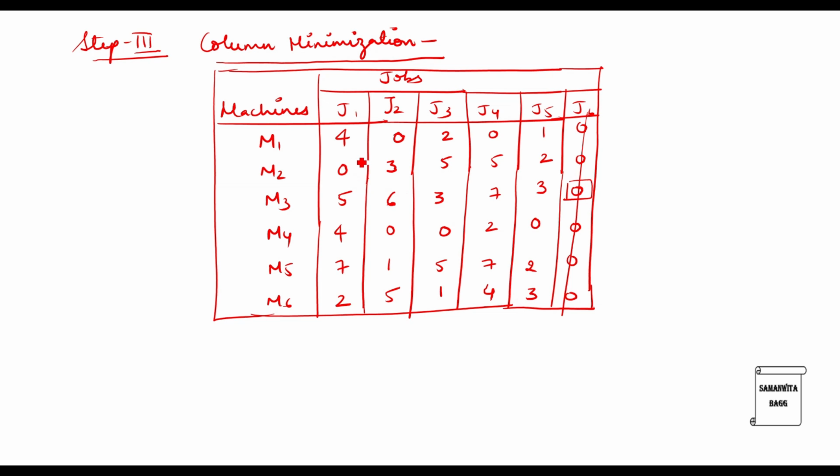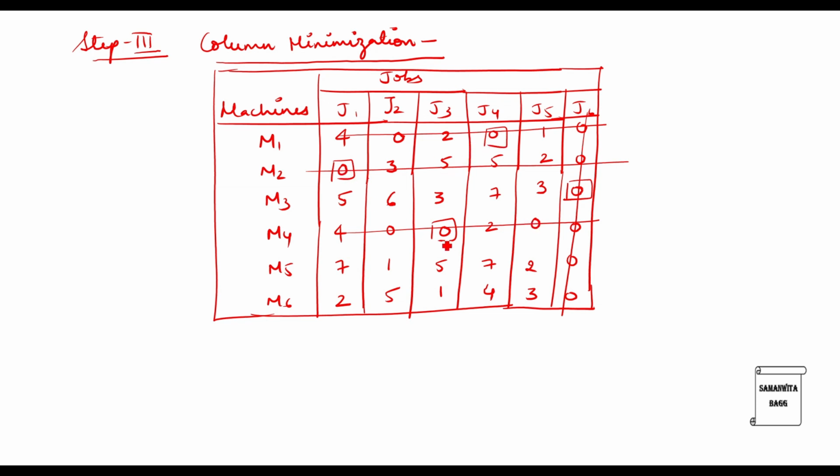Now I'll go for column scanning. There is only 1 zero, so I'll allocate and I'll cancel out the corresponding row. Then I'll go to the second column, 2 zeros, so skip and go to the third one. Only 1 zero, so allocate and cancel out the corresponding row. The fourth one, only 1 zero, so cancel out the corresponding row. Now fifth column has no zeros left. And if you see, overall there is no other zero left to be allocated.